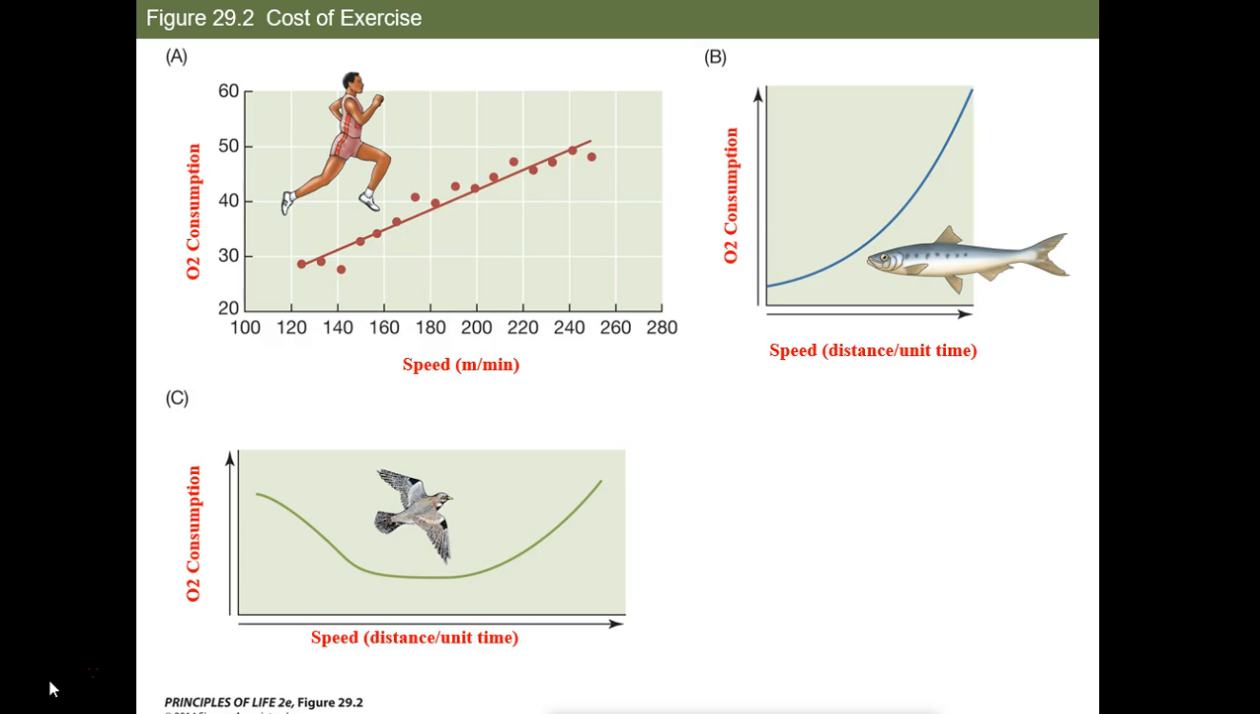Figure 29.2 illustrates what was just mentioned on the previous slide and is looking at oxygen consumption with speed. Speed is our proxy for physical activity. As you see with humans, metabolic activity increases in a nice linear line as speed increases. In fish, it increases exponentially because of the resistance to water. In birds, metabolic rate is high at low speeds, just so that they stay airborne.